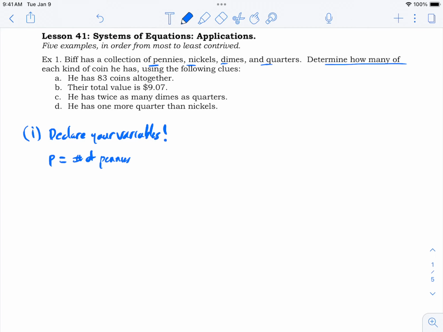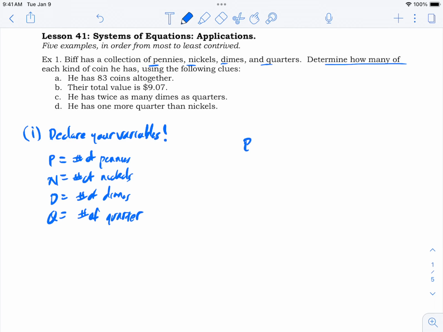So P is the number of pennies. I'll use N as the number of nickels. I'll use D as the number of dimes. I'll use Q as the number of quarters, because that's what they asked us to solve for. So how many of each coin do we have? We're going to solve for P, N, D, and Q.